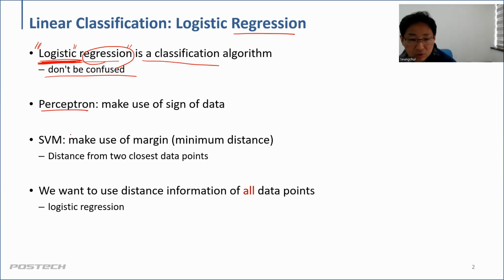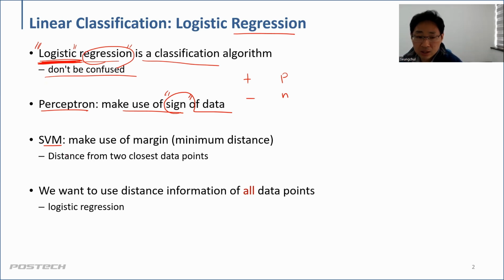So perceptron and SVM, the two algorithms that we covered, make use of the sign of the data. They do not use the distance. Think about it: we use the sign, whether it's plus or minus, positive or negative. That is the information that we utilize. And we already showed there are some drawbacks, so we want a further enhancement.